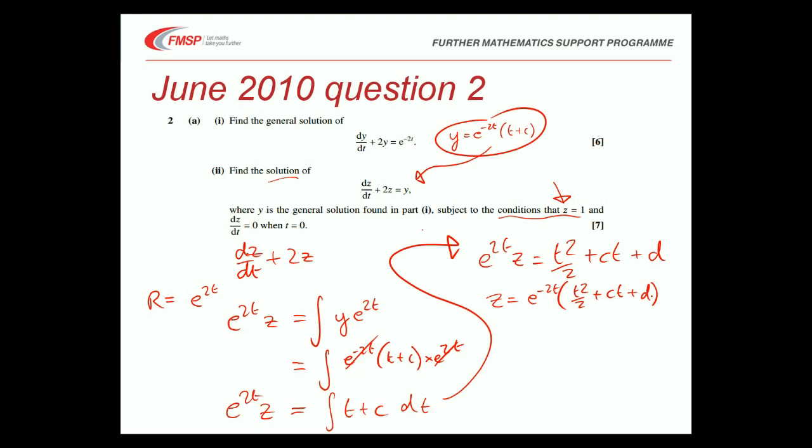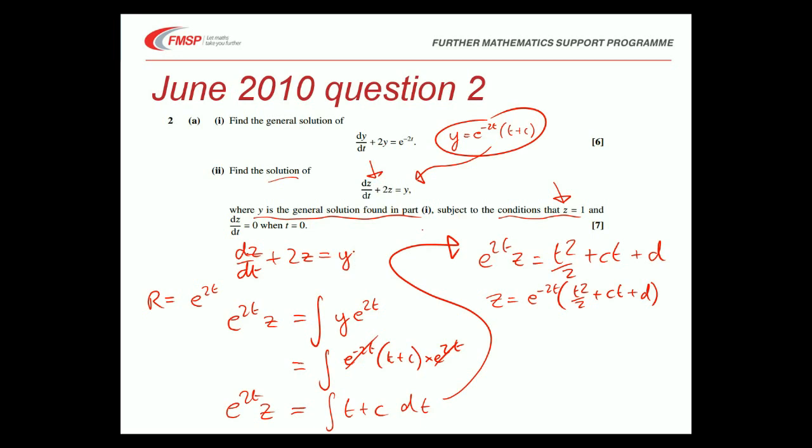So let's have a look at what else they've told us. I've used the fact that y is the general solution to get this sorted, and I used the sort of reusing the technique from part 1. I now need to put the conditions in, that z is 1 and dz by dt is 0 when t is 0. In order to use that, I might need to use what dz by dt is, but bearing in mind I might be able to get it out of this as well, because the original equation was relatively simple.